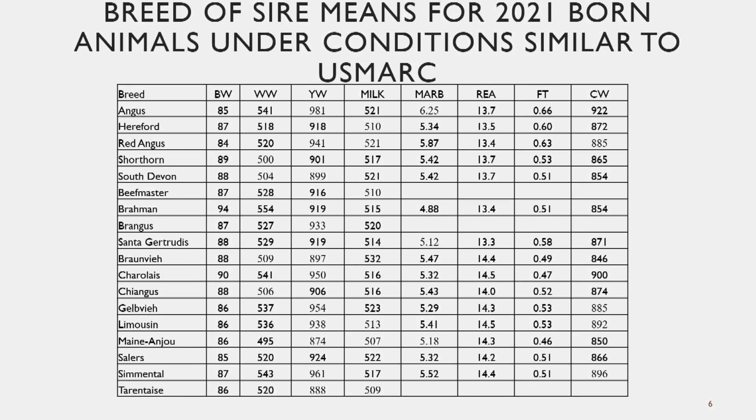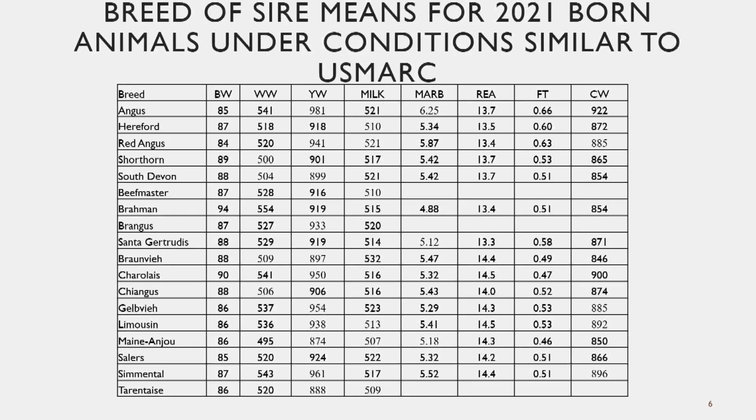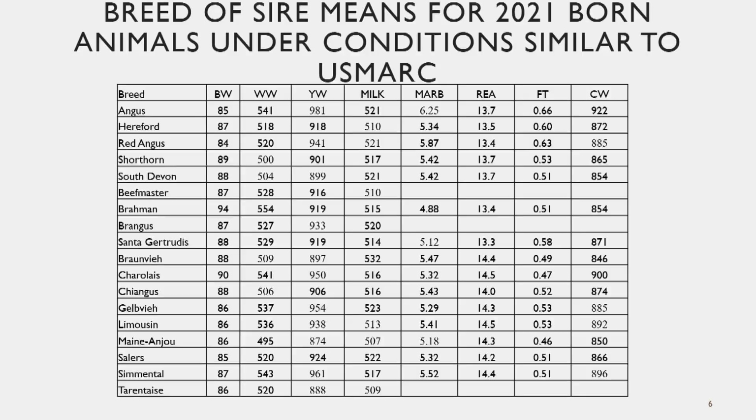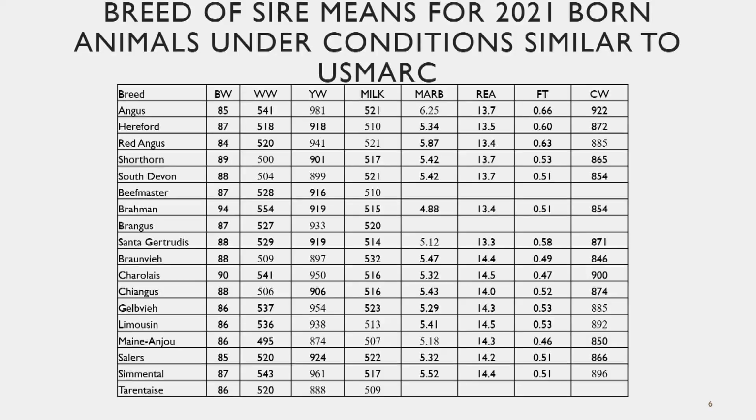This is a table from the U.S. Meat Animal Research Center. On an annual basis, they publish breed of sire means. That is, a sire from breed A, their offspring, compared to the average of bulls from a different breed, right? And they publish this for growth and carcass traits. Unfortunately, though, for this audience, we don't have those same kind of estimates for female fertility traits.